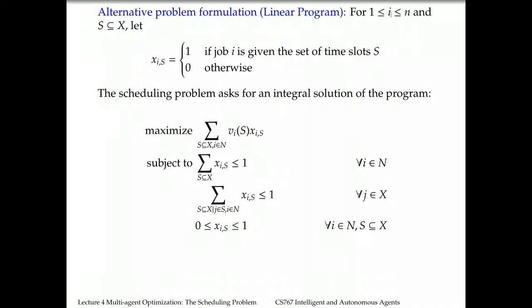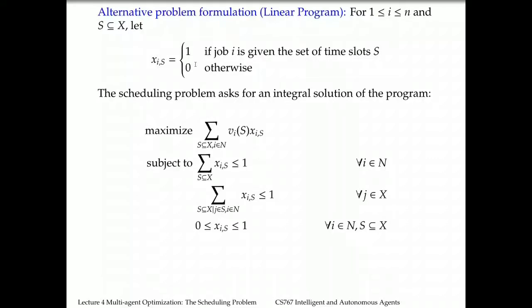So this is created for every agent i, for every subset S. So for every job i and for every subset S of time slots. The x_iS is defined to be 1 if the ith job is given the set of time slots S, and it's 0 otherwise. So again, this is just a binary variable, and it's representing whether S is given to i. Remember, S is a set of time slots, not a single time slot. It's a set of time slots.